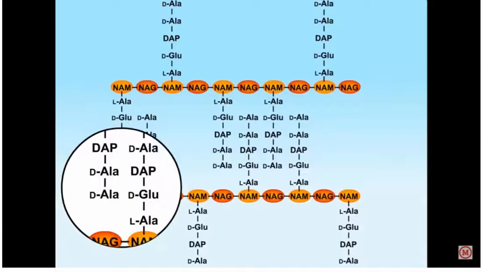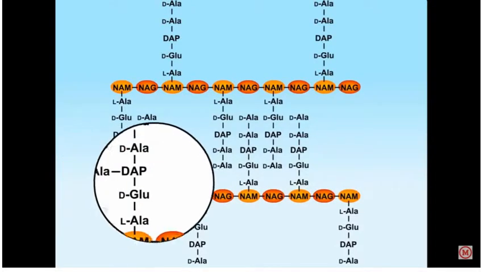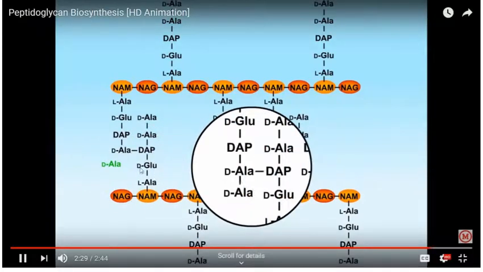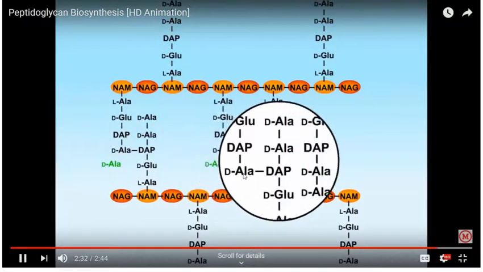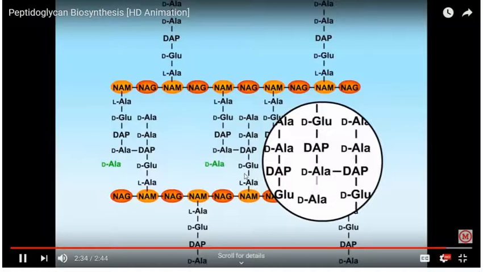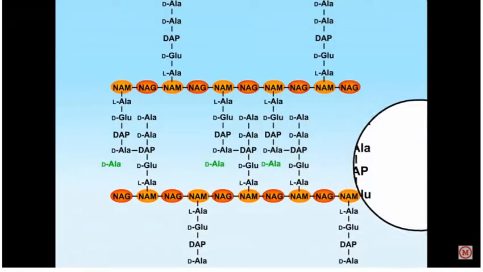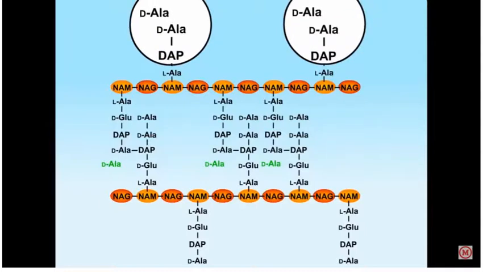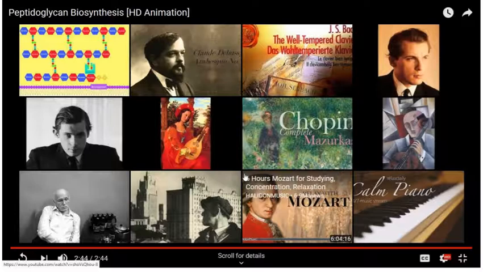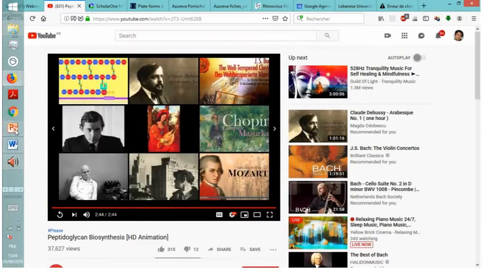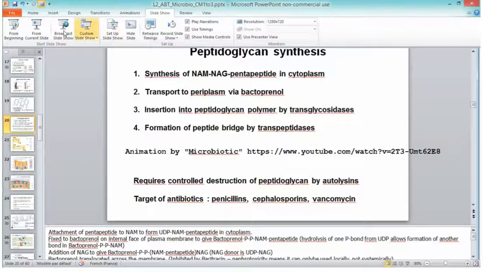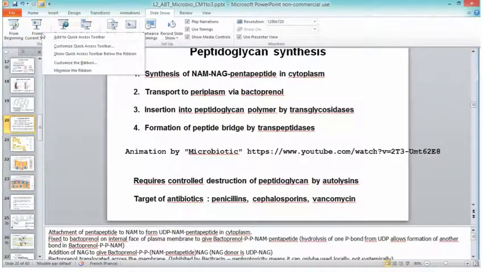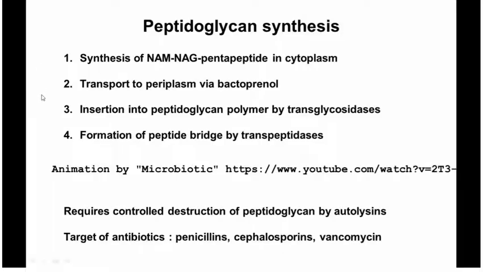So what is exported is a pentapeptide, and the formation of this kind of pseudo-peptide bond is going to liberate the last alanine. Okay, so in the cell cytosol you produce this NAM-NAG pentapeptide, but in the finished structure you've got a tetrapeptide.